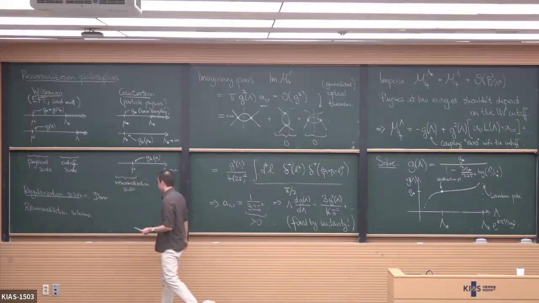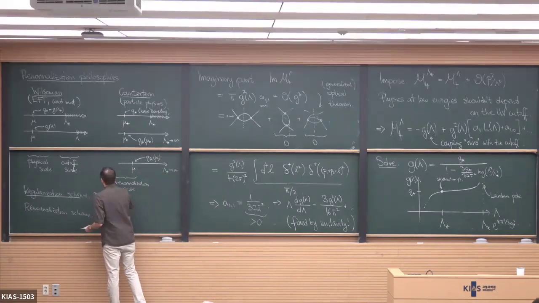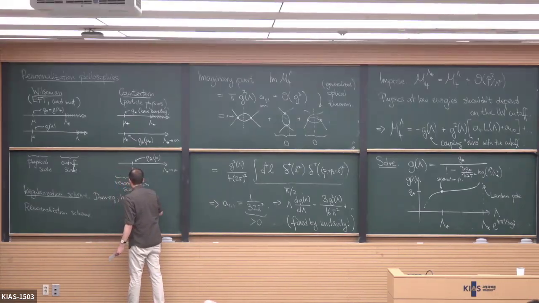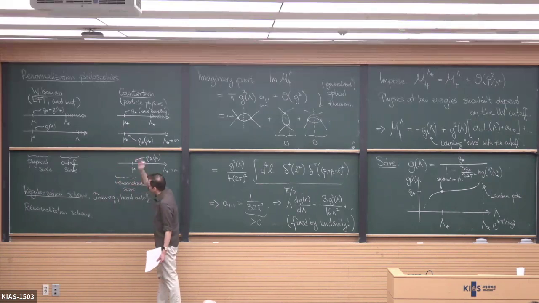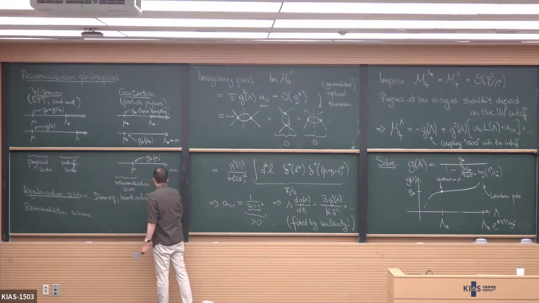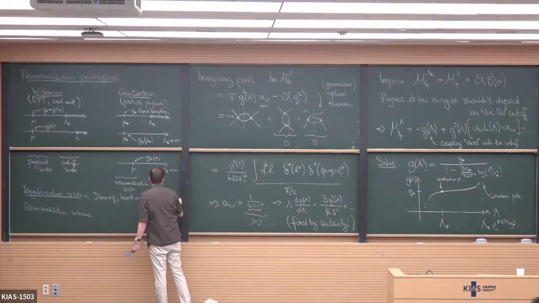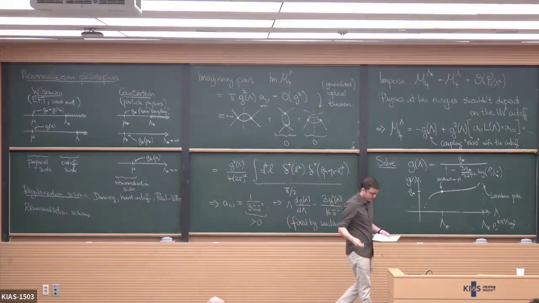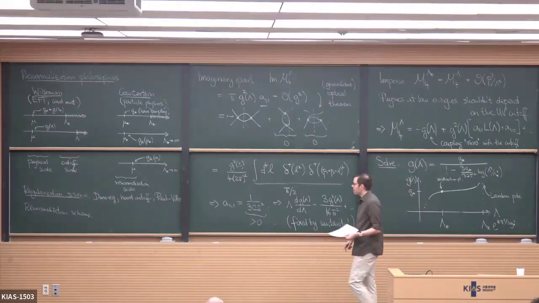So I mentioned dimreg as one of them. You can use dimreg here or here. You can use the hard cutoff. This is what we've done in this lecture. You can once again use it here or here. And then you can use more fancy techniques like Pauli-Villars, zeta function regularization, and things like that.